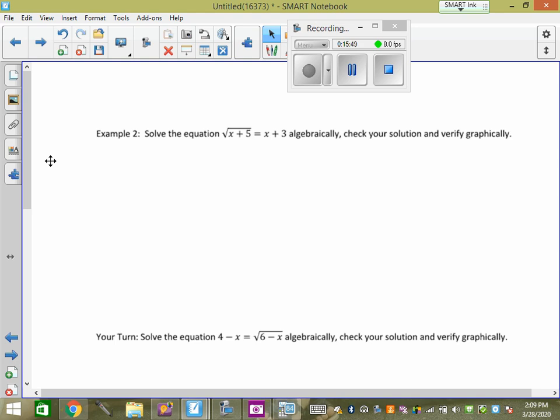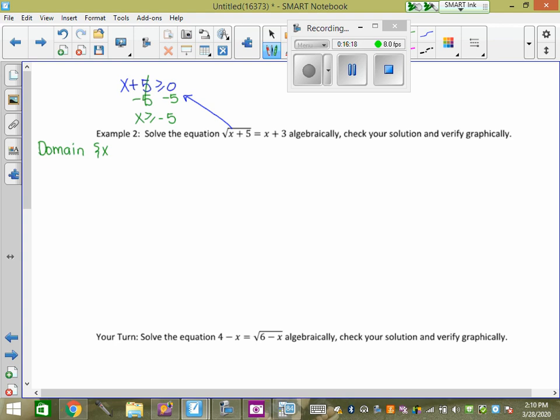Solve the equation square root x plus 5 equals x plus 3 algebraically. Check your solution, verify graphically. So the first thing we're going to do is our domain. What's underneath that radical, x plus 5, has to be greater than or equal to 0. It can't be negative. And I'm going to solve it. I'm going to subtract 5. x has to be greater than or equal to negative 5. That's my domain. x such that x is greater than or equal to negative 5, x element of R.